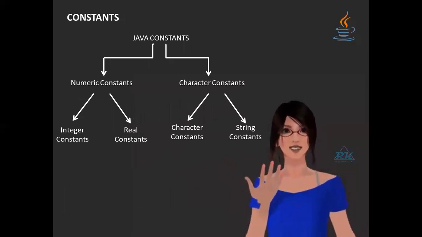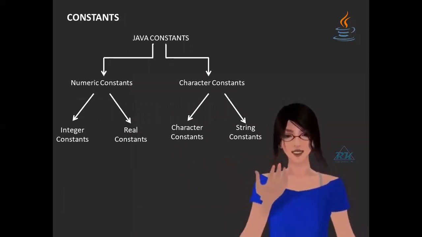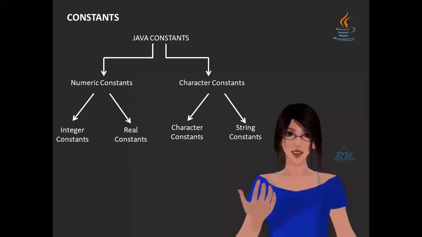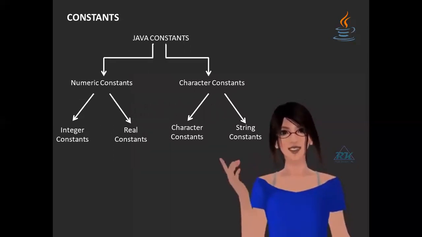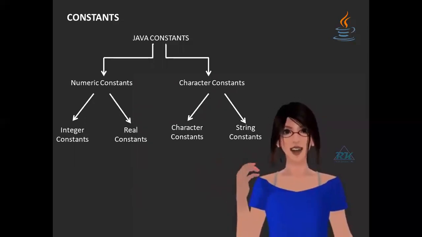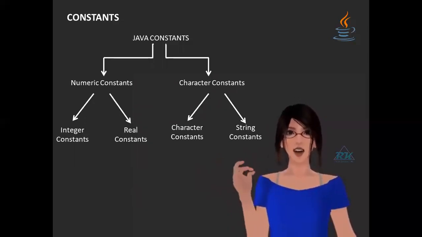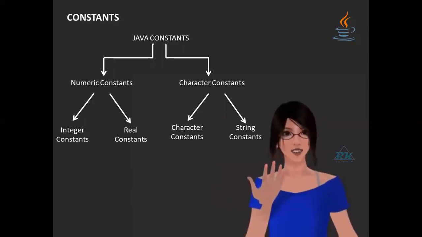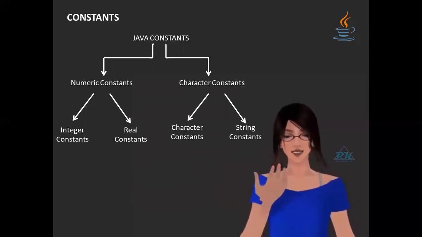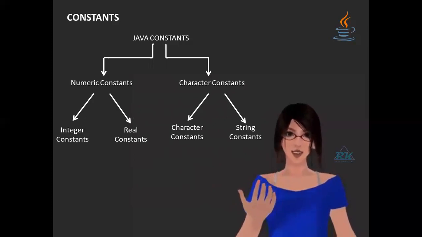Constants. There are two types of Java constants. Number 1. Numeric constants, which consist of integer constants and real constants. And number 2. Character constants, which consist of single character constants and string constants. We will clarify these constants with some examples.